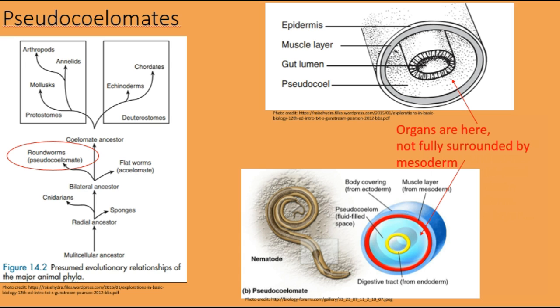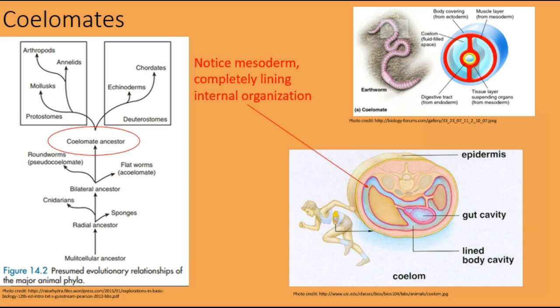Pseudocoelomates, like roundworms, have a fluid-filled space between the mesoderm, the middle layer, and the endoderm, i.e. the gut, the inner layer. Most organs are in the fluid-filled cavity. Coelomates, like humans, have a body plan whose components are all lined with mesoderm-derived tissue. We will not investigate any coelomates in this lab, but you can conceive of both pseudocoelomates and coelomates as having a tube within a tube body design.